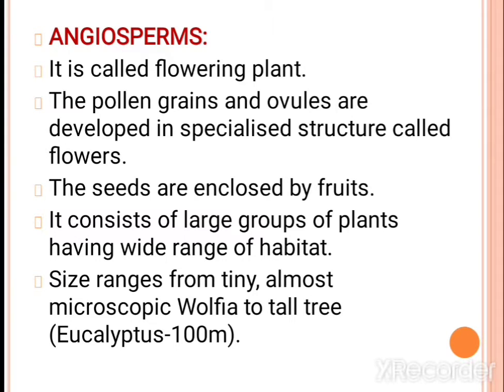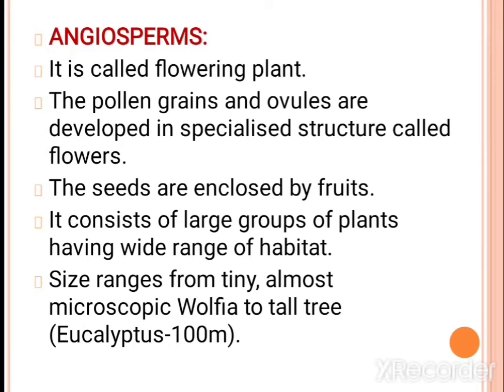So today we are going to continue the chapter Plant Kingdom. In that we are going to study angiosperms. Angiosperms are flowering plants. They produce pollen grains and ovules, which are produced in specialized structures called flowers. And here seeds are enclosed by fruits, and it consists of a large group of plants.